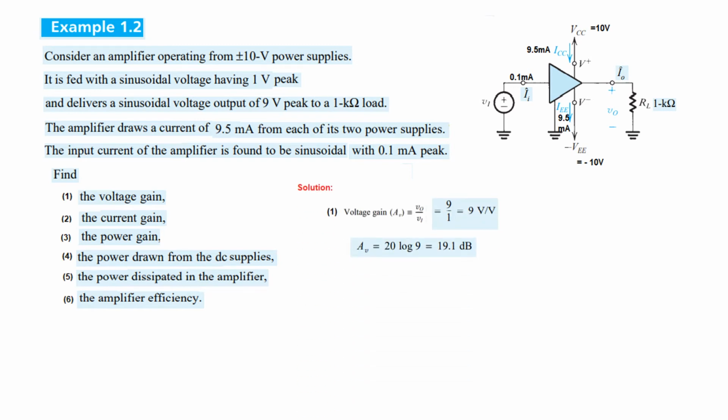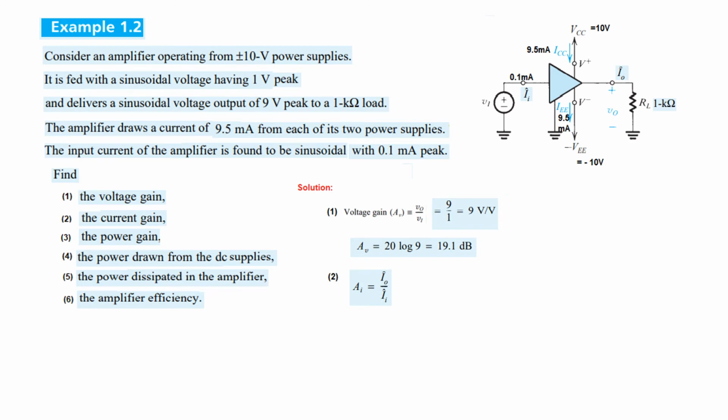So the first point is the voltage gain. We know voltage gain is V out over V in. Out was 9 volt peak and in is 1 volt peak, so 9 over 1 will be 9 volt by volt. And now to convert this into dB, we take 20 log of AV, so 20 log of 9, and this is equal to 19.1 dB.